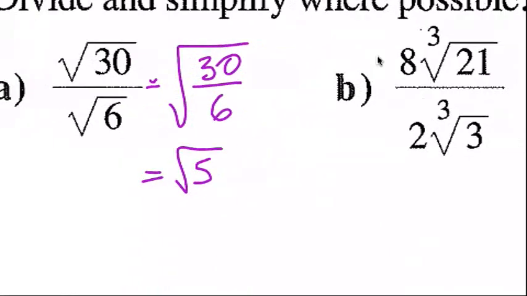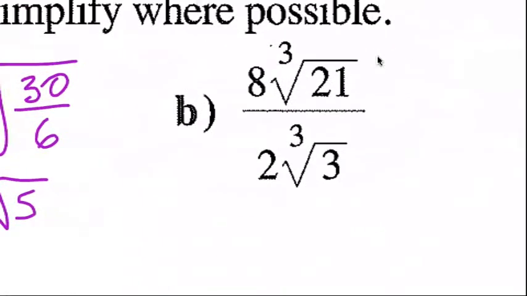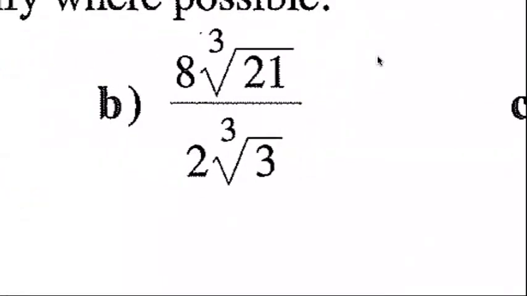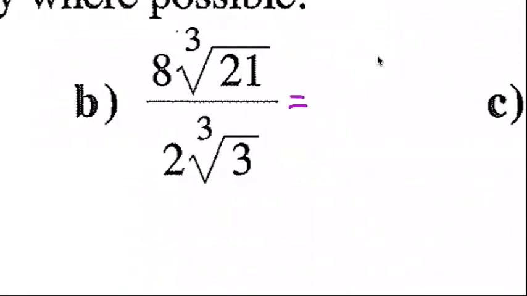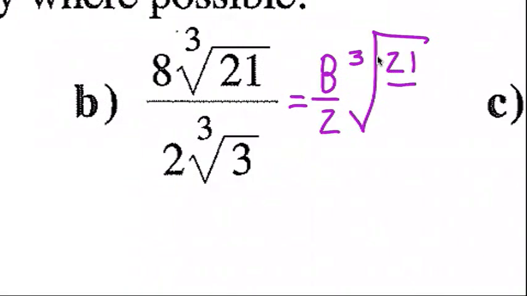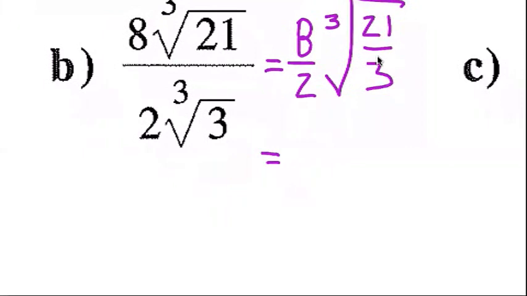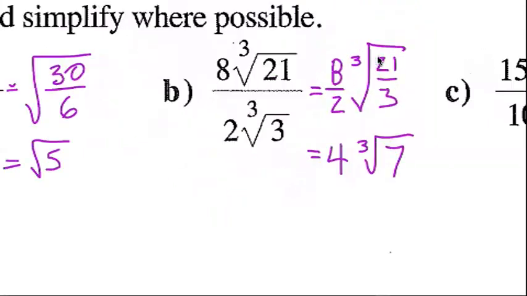That's one use of the rule. Another use of the same rule: 8 cube root 21 over 2 cube root 3 can also be written as 8 over 2 times a big cube root symbol of 21 over 3. And again, 21 is just 3 times 7, that's not going to help us, and 3 is just a prime number, that's not going to help us either. But you can see we can simplify the fraction. The 8 over 2 simplifies to 4, and 21 divided by 3 is equal to 7. So 4 cube root 7.